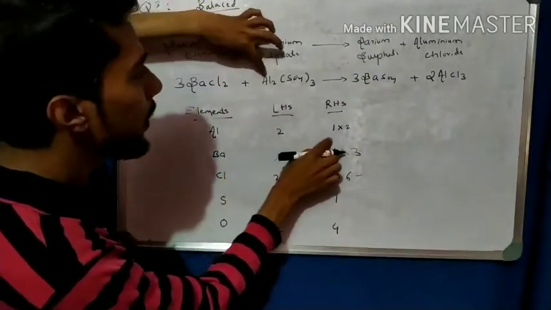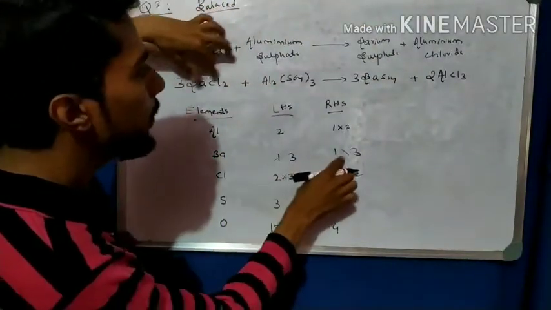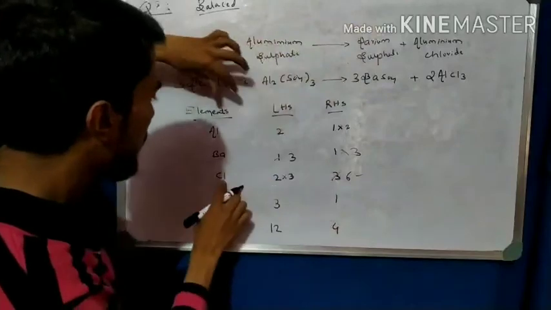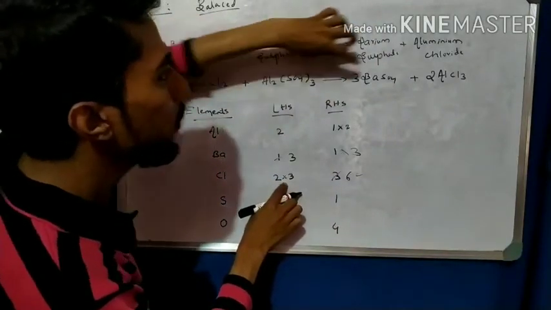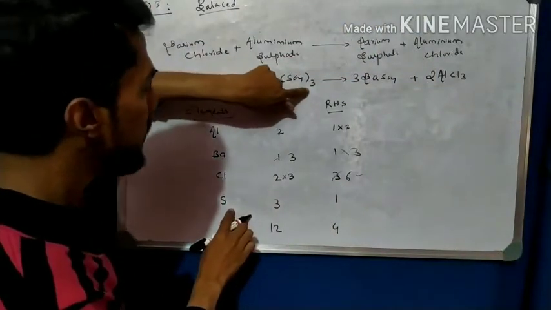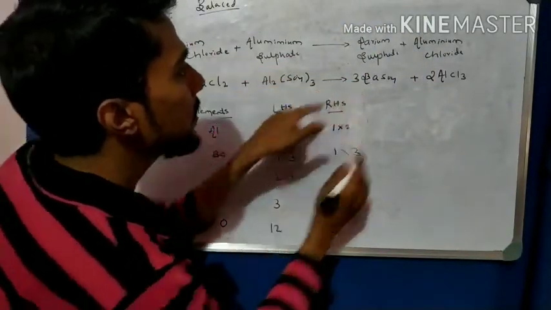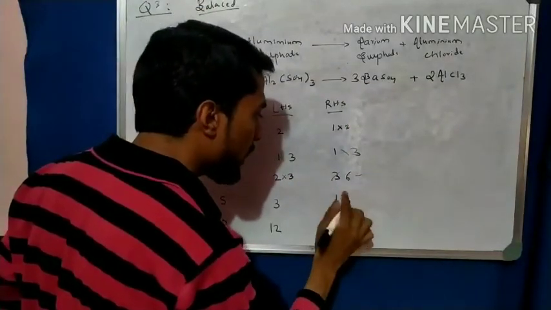Al2, okay, Ba3, right, correct. So chlorine is 6, and chlorine 6, correct. Then S is 3, right? S is 3. Okay, see, S is 3. It is automatically balanced.